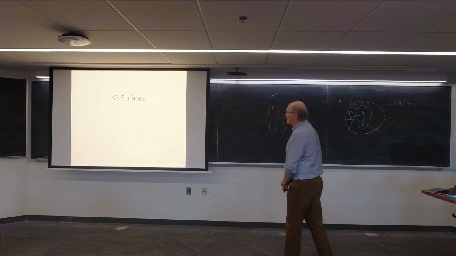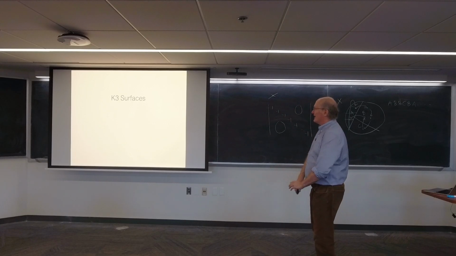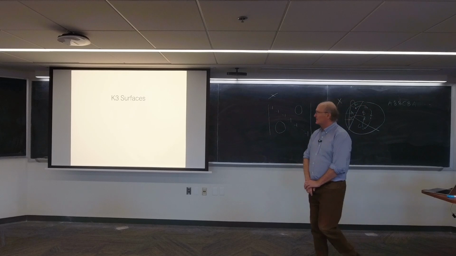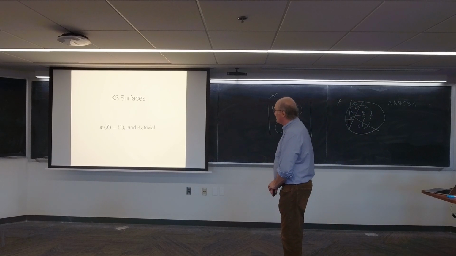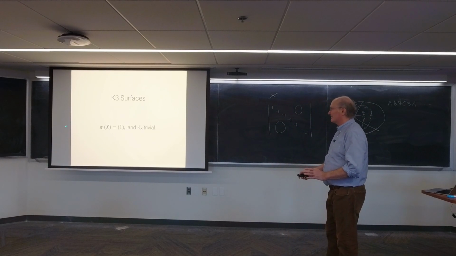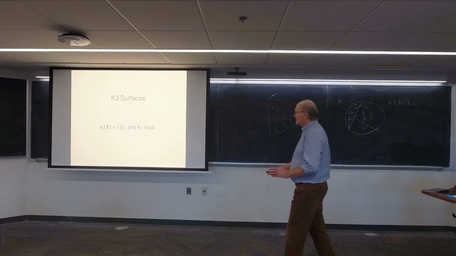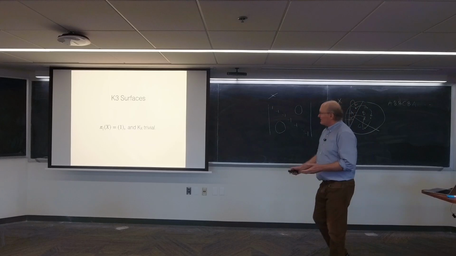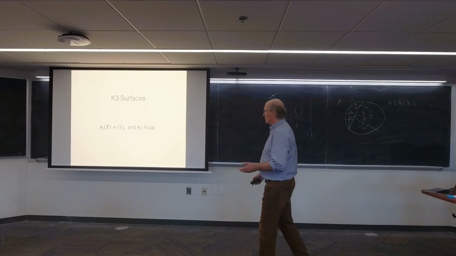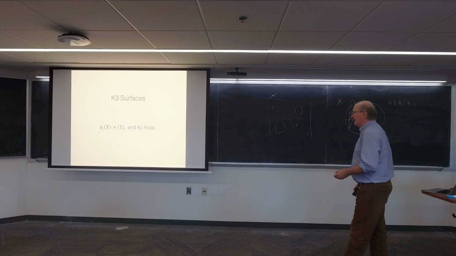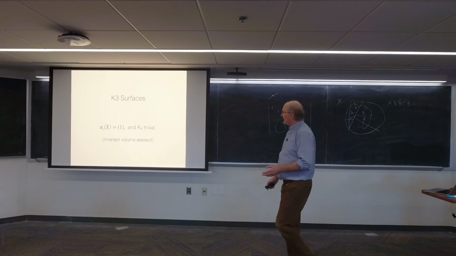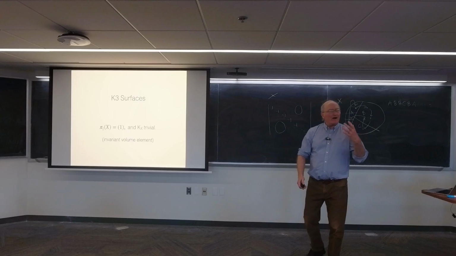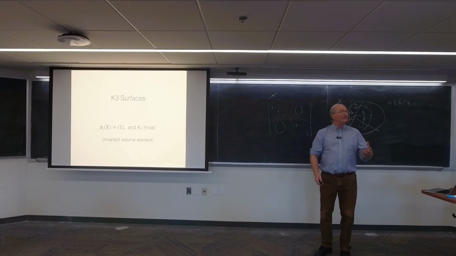Okay, so to get closer to physical reality, I want to conclude this discussion by looking at K3 surfaces. So first, the definition of a K3 surface is that it's simply connected and its canonical bundle is trivial. What this means is it's like a complex torus. It has a nowhere vanishing holomorphic 2-form. And that in turn means that every automorphism is volume preserving.